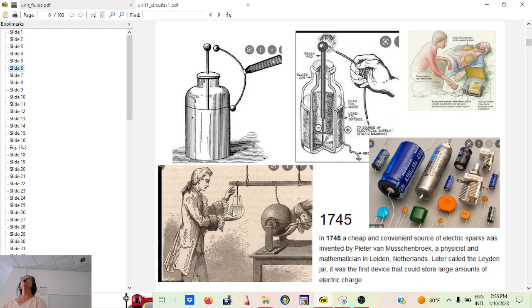So what happened to him? He got a shock, a huge shock, right? He said, I will never do that again. Other people tried after him and some people died, okay? Because you can build up so much charge that you can really get electrocuted. But the point is that he had built the first capacitor.